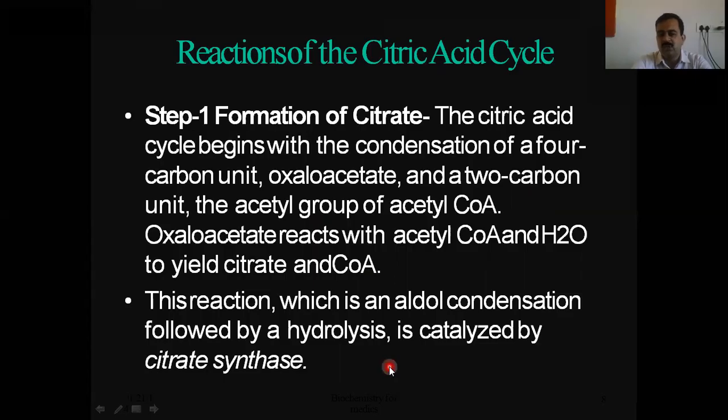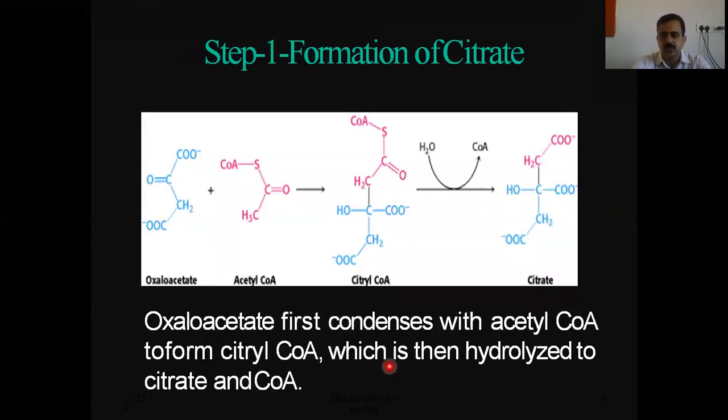So this is the first reaction, wherein there is condensation of oxaloacetate with acetyl coenzyme A. Oxaloacetate is a 4-carbon compound, acetyl coenzyme A is a 2-carbon compound, and ultimately it generates citrate with the help of the enzyme citrate synthase. See here, oxaloacetate with acetyl coenzyme A generates citryl-CoA, which is quite unstable, and with the help of the CoA molecule being released, it becomes citrate.